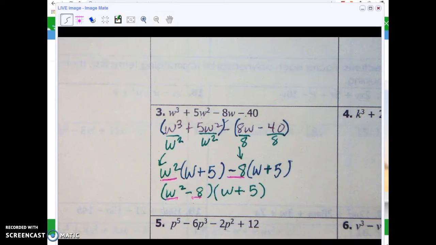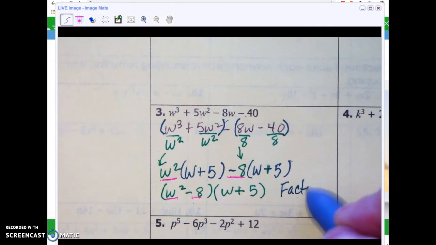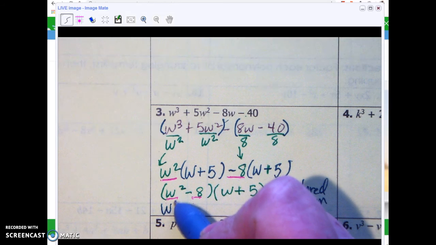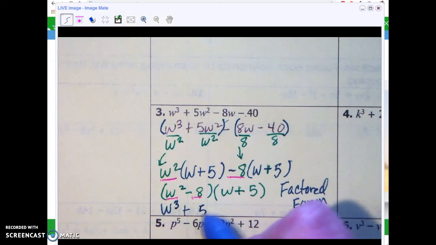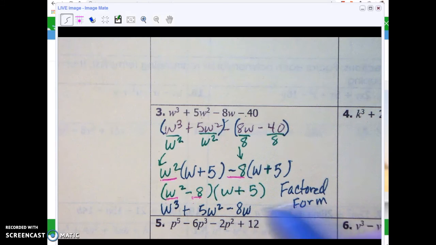Am I finished? Okay, but this is factored form. My goal was factored form, but before I'm finished, I want to make sure it's right, and my instructions say check your answer. So w squared times w is w to the third, w squared times 5 is plus 5w squared. Negative 8 times w is minus 8w. Negative 8 times 5 is minus 40.